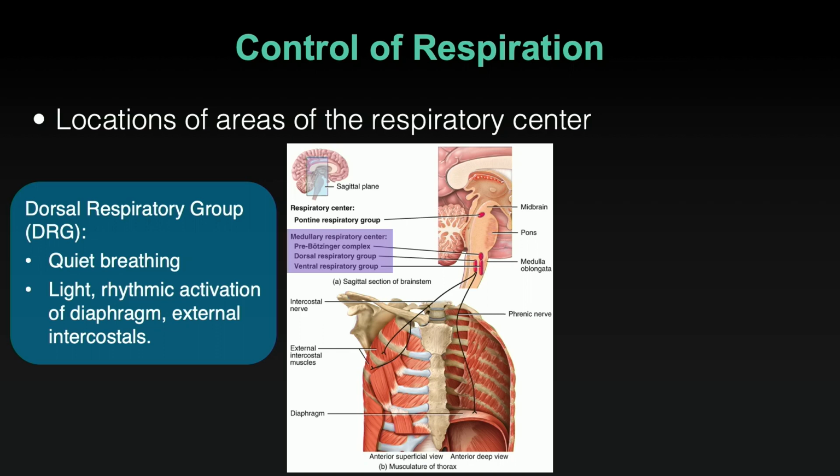The dorsal respiratory group says activate, and the diaphragm drops, the external intercostals raise, the volume of the thorax increases and air moves in. And the dorsal respiratory group stops saying contract. That's when everything returns to normal and air is pushed out. So activation of the dorsal respiratory group brings air in. Deactivation pushes air out during normal quiet breathing.